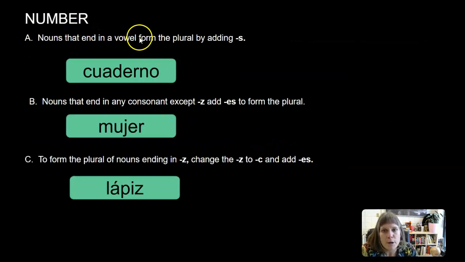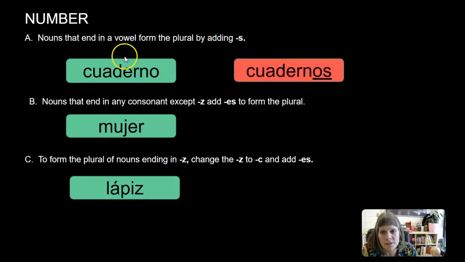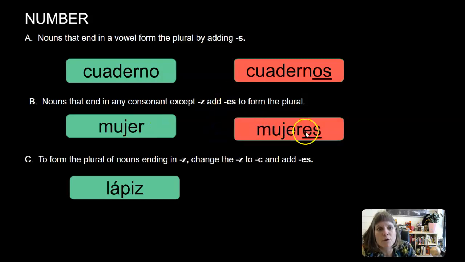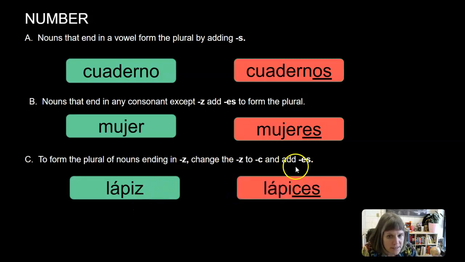Nouns that end in a vowel form the plural by adding s. Cuaderno would become cuadernos. We practiced that. This one we haven't. If it ends in a consonant, like an R, then we need to add es. So mujer would become mujeres. Lápiz would become lápices. So anything that ends with a Z changes to a C, and then you add es.